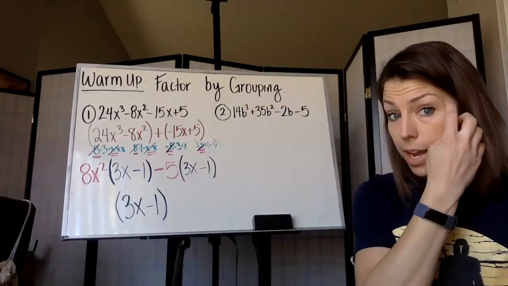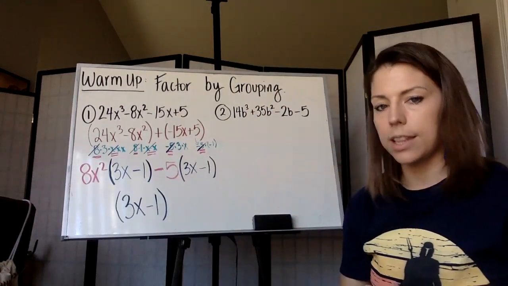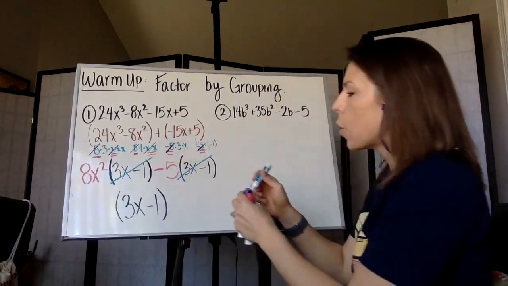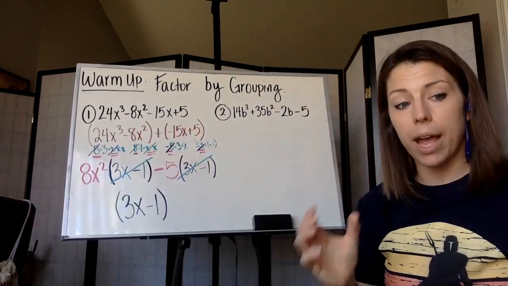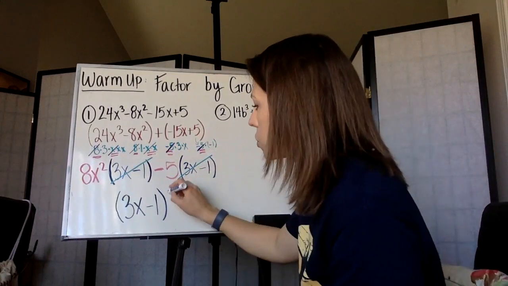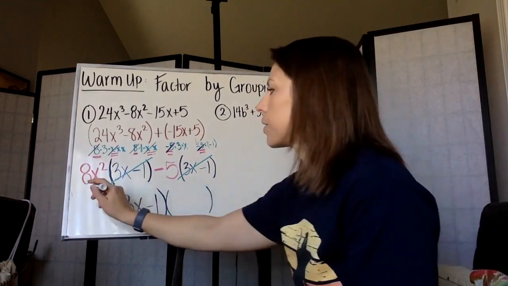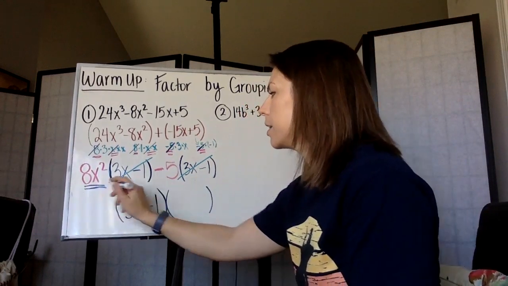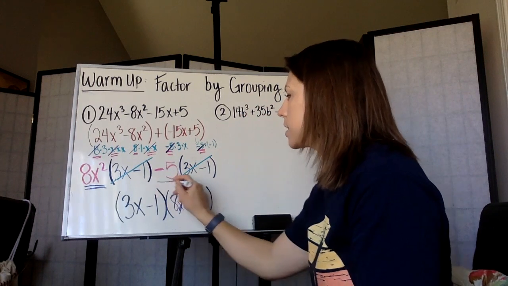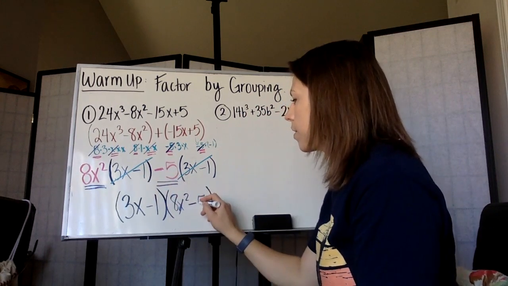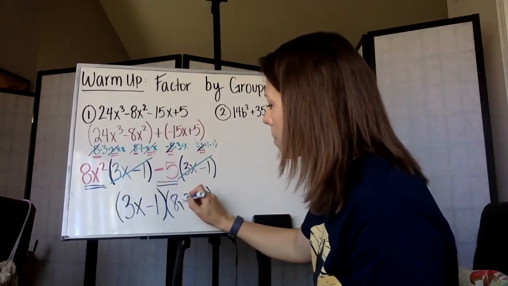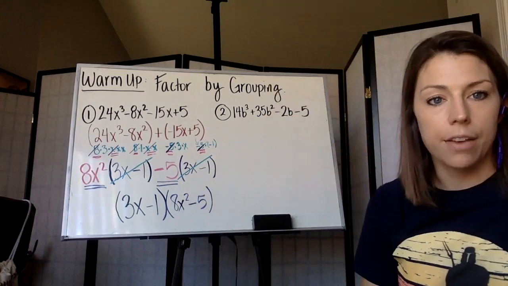Now, here's where I'm getting a lot of questions. What are you then left with? Well, once we take out the 3x minus 1, what you're left with is a second binomial. That second binomial is a combination of the two GCFs. So over here, that's 8x squared, and negative 5.